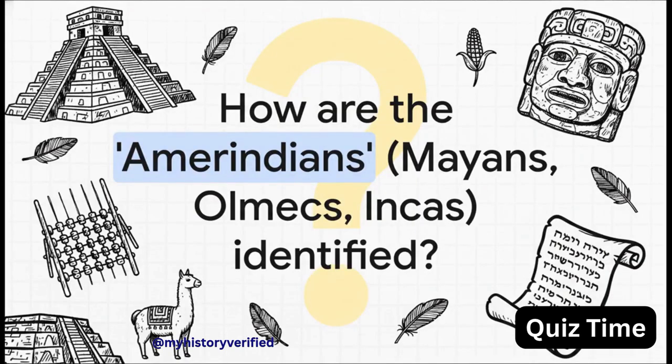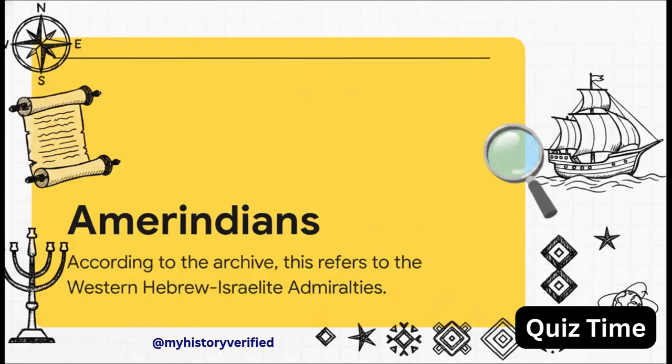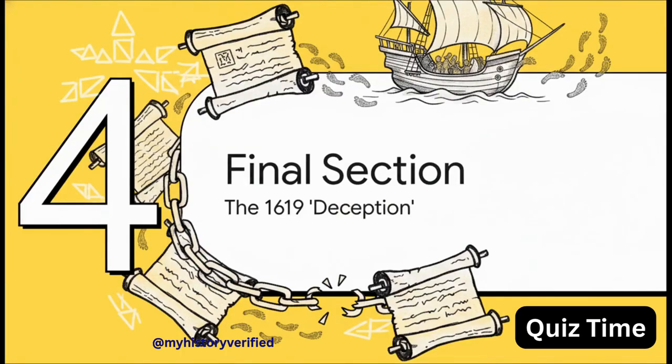So if Ophir was in the Americas, this theory then has to re-identify the people who live there. How does this research classify the indigenous peoples of the Americas, like the Mayans, Olmecs, and Incas? The answer given is that they were Western Hebrew Israelite Admiralties. The term Admiralty here seems to imply organized, seafaring communities who, according to this research, established a major presence in the Americas long before Columbus ever arrived. We've now arrived at the final section, and this is where all the previous points converge. It focuses on the central thesis of the entire archive, the 1619 deception.